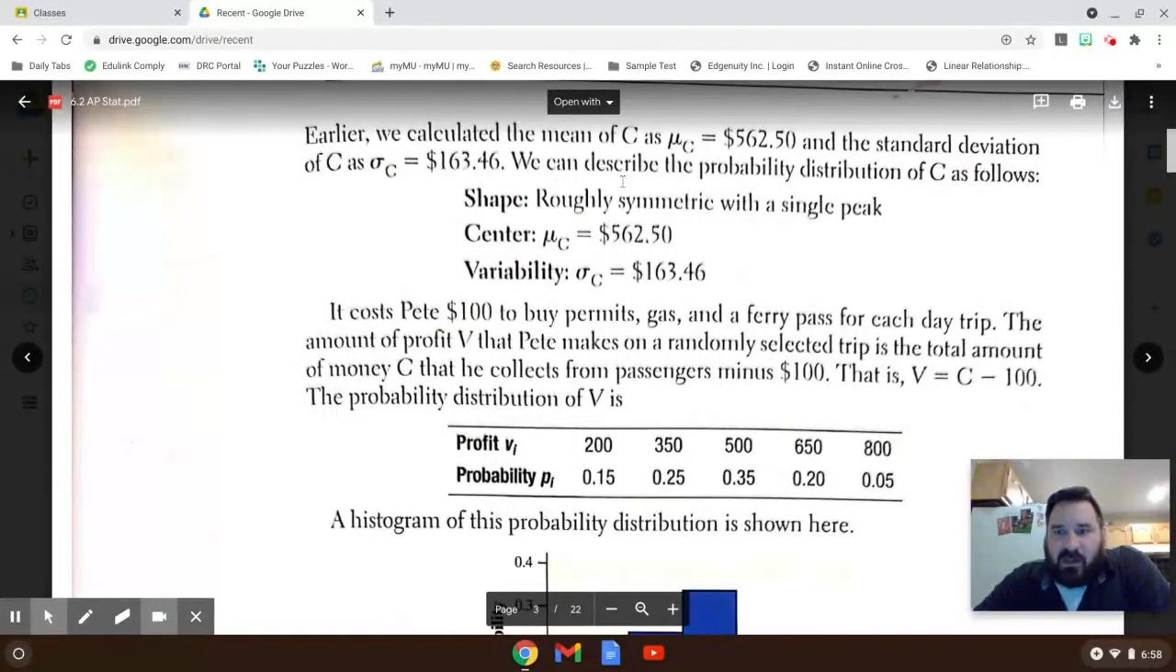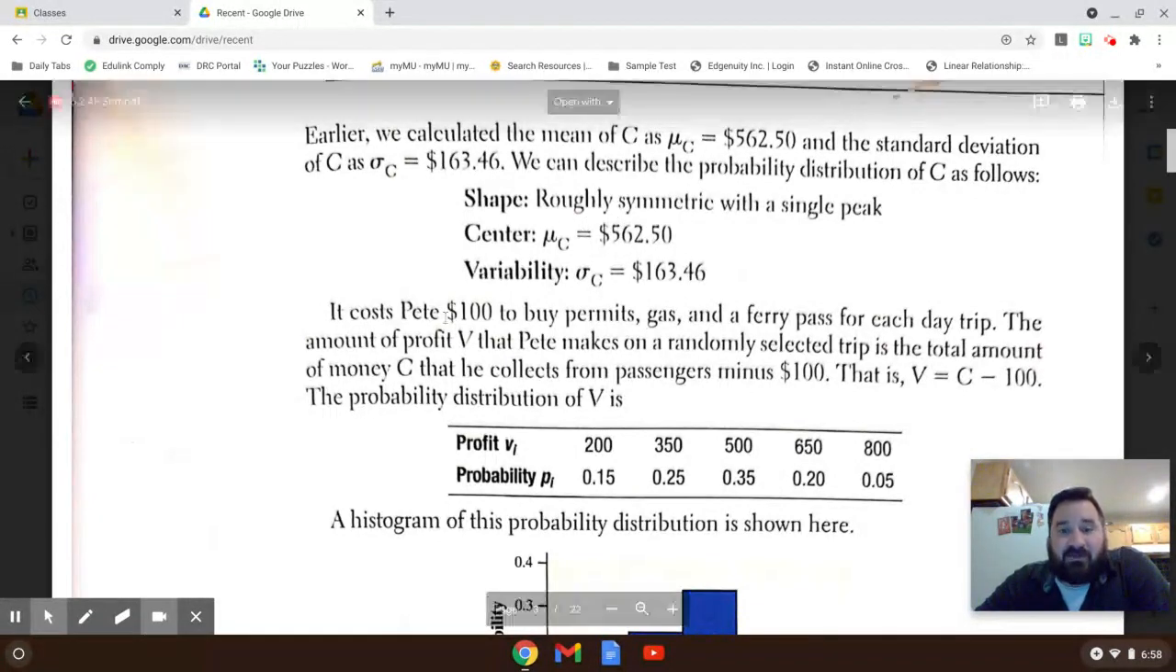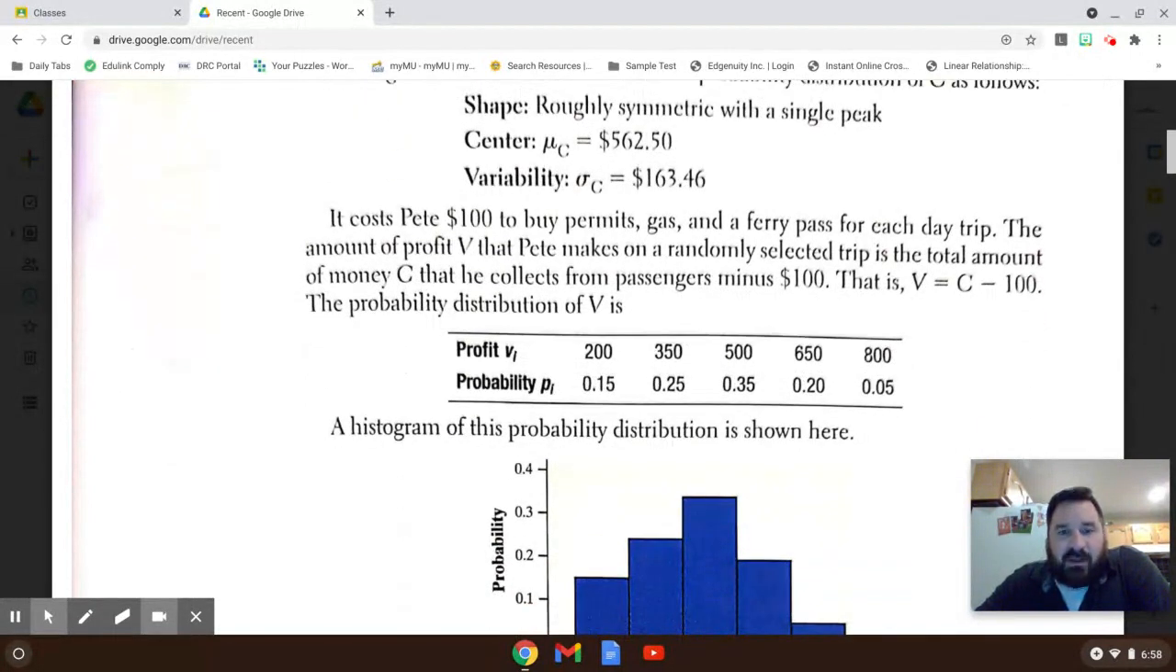So if you had to describe that distribution: shape, roughly symmetric, single peak; center, that's our average, 562.5; variability, that's our standard deviation, okay? So again, shape, center, spread, that's what we're looking for, and outliers. But there are none for that.